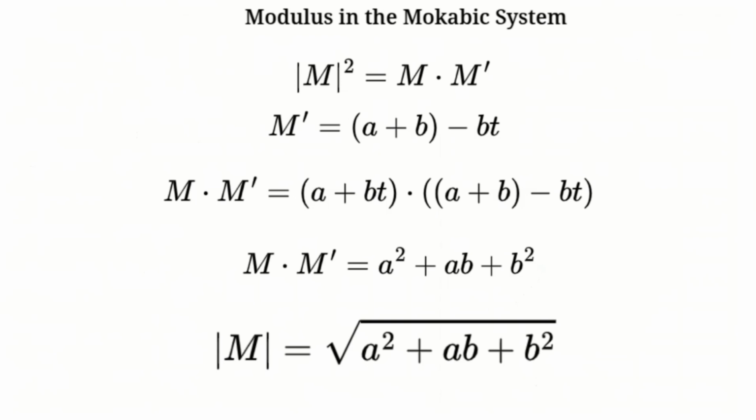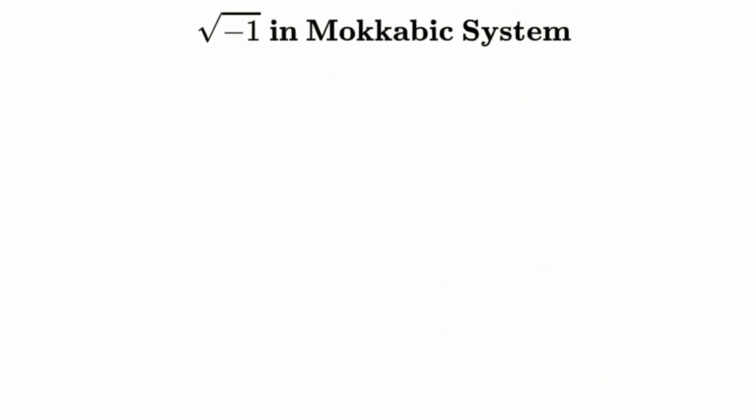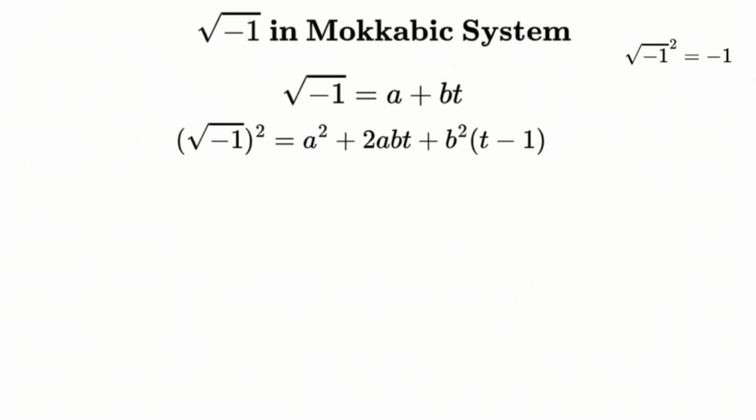Now let's try to express the imaginary unit I in terms of the Mokabic unit t. Suppose I equals a plus b times t. We want to find real numbers a and b that satisfy this using the rule that I squared equals negative 1. Squaring both sides, I squared equals a plus b times t, all squared. Expanding, a squared plus 2ab times t plus b squared times t squared.